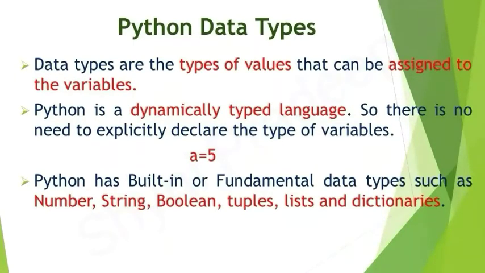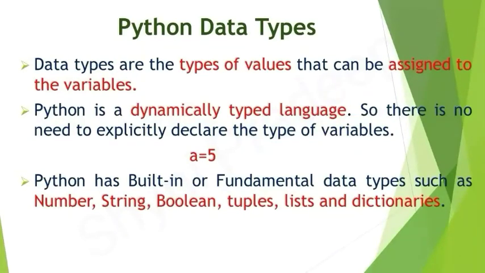But it's still important to understand the different types of values that can be assigned to a variable in Python. So now let us see the commonly used data types in Python. What are they called? Built-in data types. They are also known as fundamental data types or basic data types. So Python data types are also called built-in data types, fundamental data types and basic data types. Okay. So what are the built-in data types?